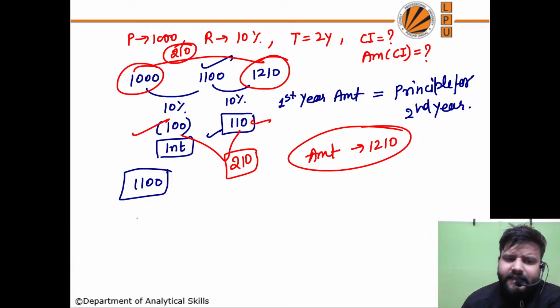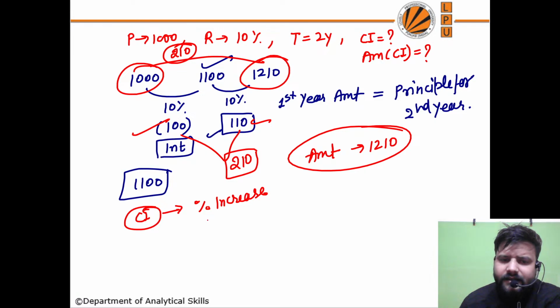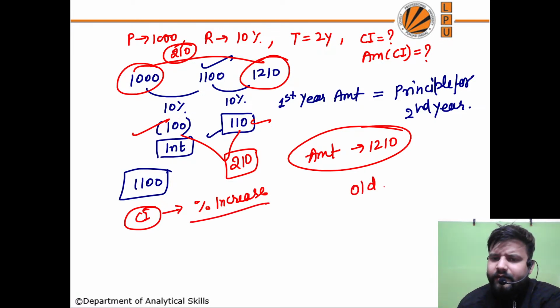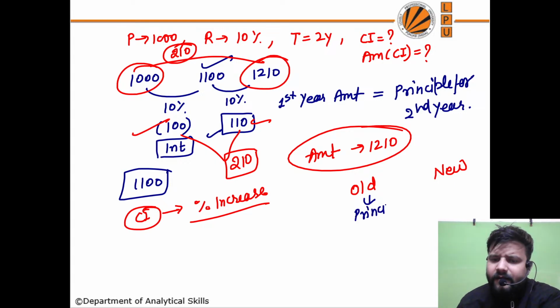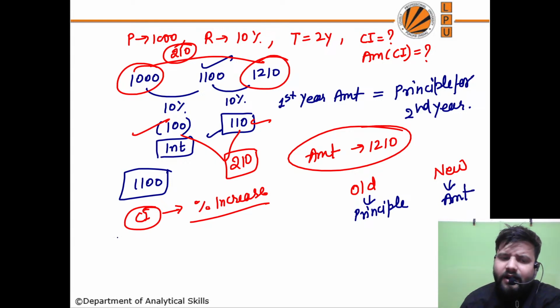Now the same compound interest we can relate with percentage increase. In percentage increase, I told you old value and new value. So here for the compound interest problems, your old value will become your principal and the new value will become your amount. So how can you go from principal to the new value, which is your amount, in one line?